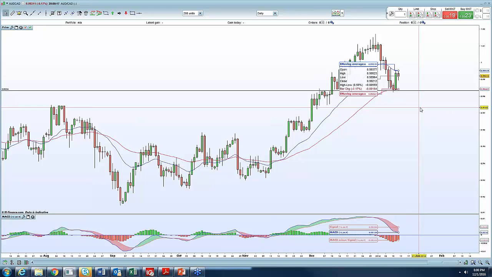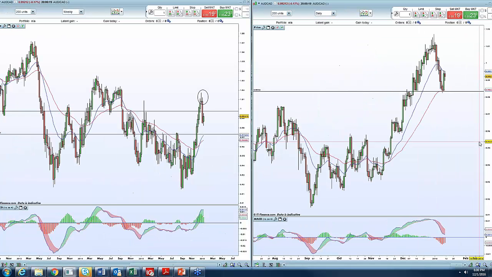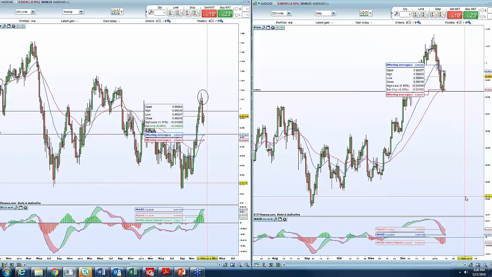Sam, what's a swing trade? A swing trade is basically holding your trades more than a week or so. A couple of days to a week, I'll call it a swing trade. A bit more longer term.